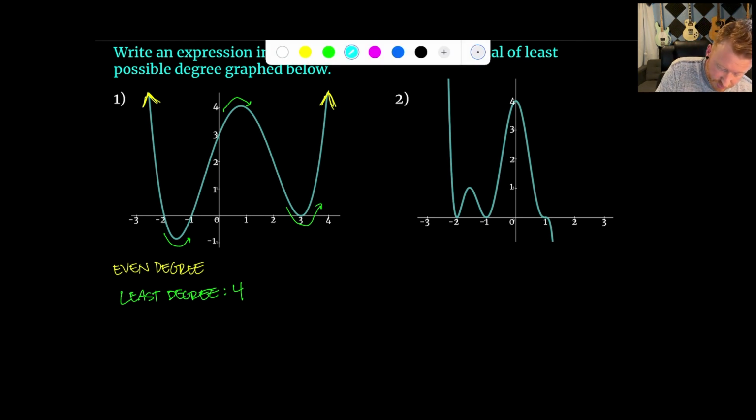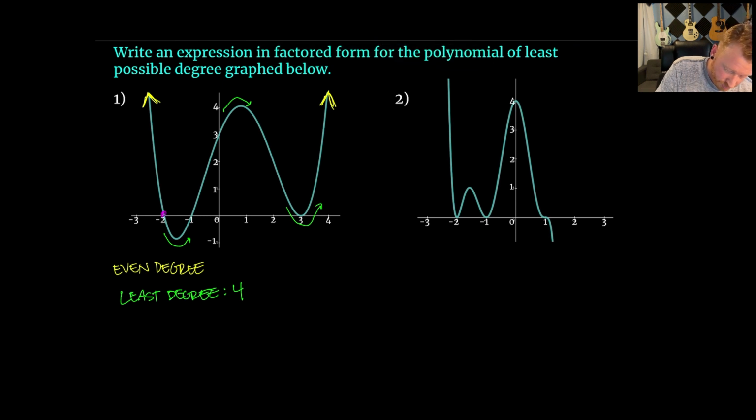If I change colors, let's go to purple. We've got a 0 at -2, we've got a 0 at -1, and we've got a 0 at 3. We can see what is happening at these roots. Either they're passing through, or they're bouncing off and going the other way, and we can use what we know about multiplicities to get that going here.